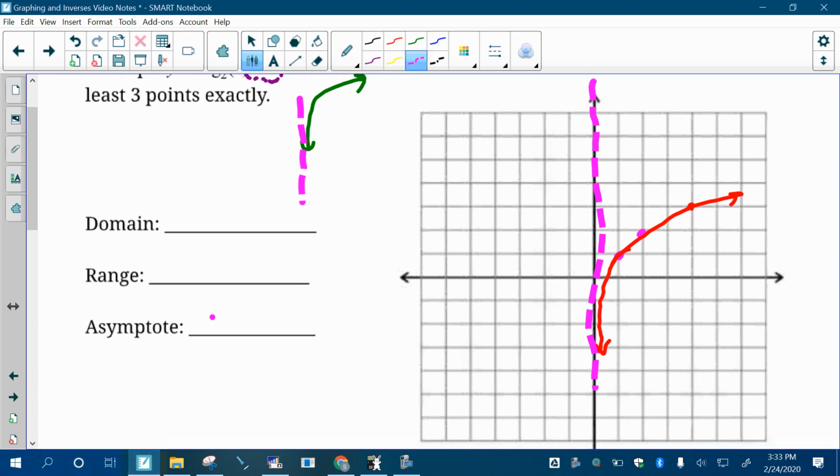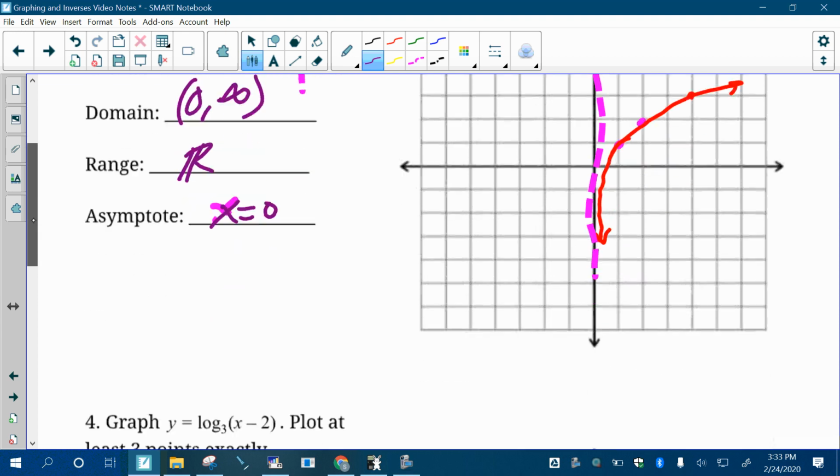My asymptote is still at 0. Oops, sorry. Still at x equals 0. My range is still all real numbers, and my domain is still 0 to infinity. You may notice that the asymptote is always where the domain starts. Okay? And one last one.